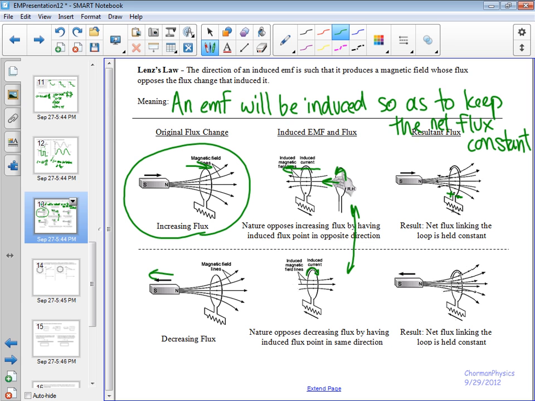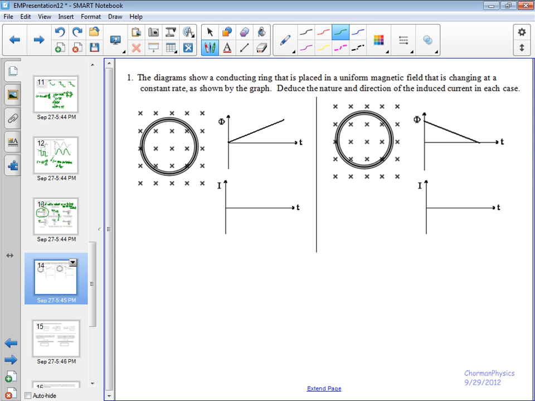You see that the induced current goes around in that direction, and now what we've done is we've switched the polarity of the circuit, or the direction of the current in the circuit, I mean the direction of the positive and negative ends of our loop. Okay, let's do this a bit more.